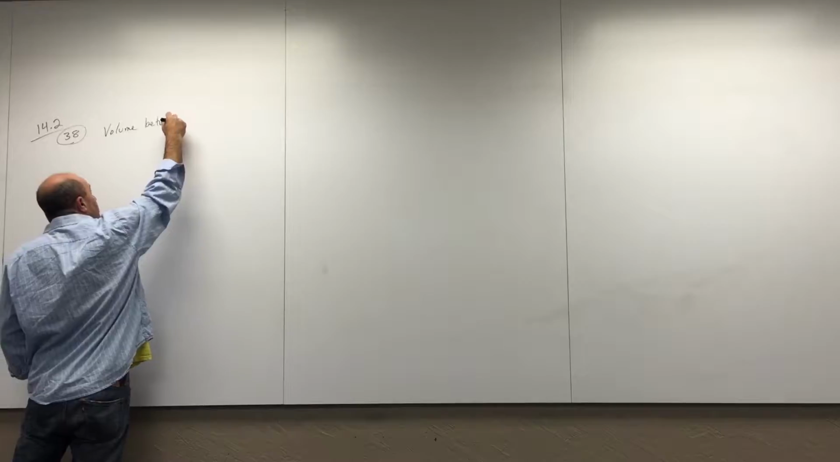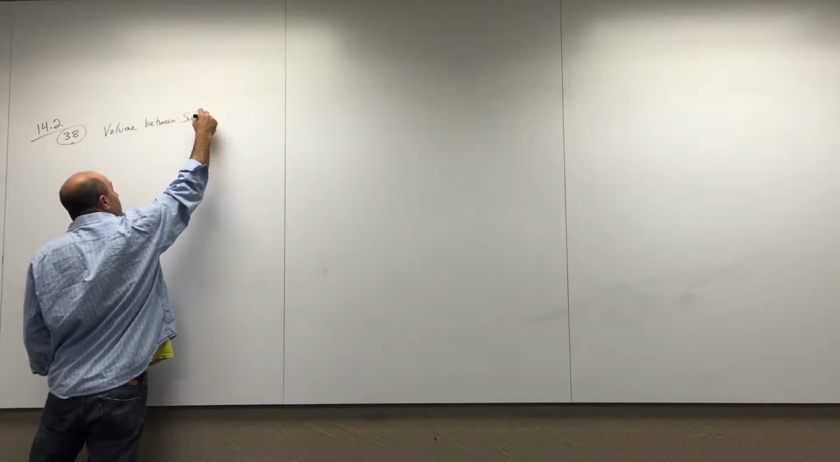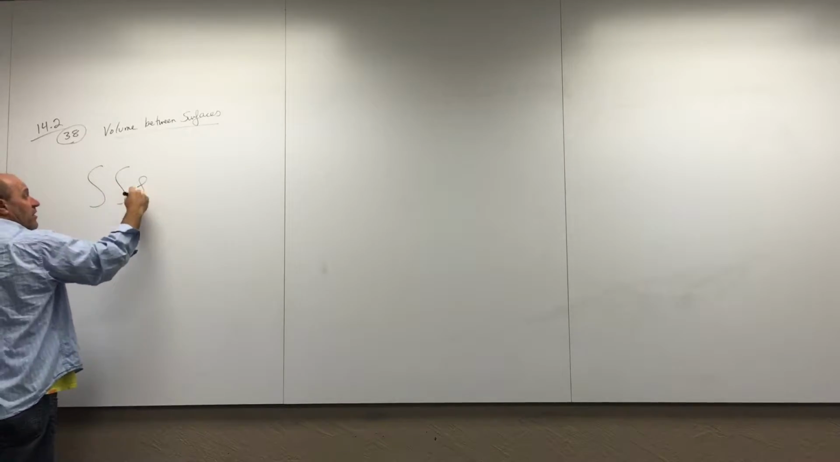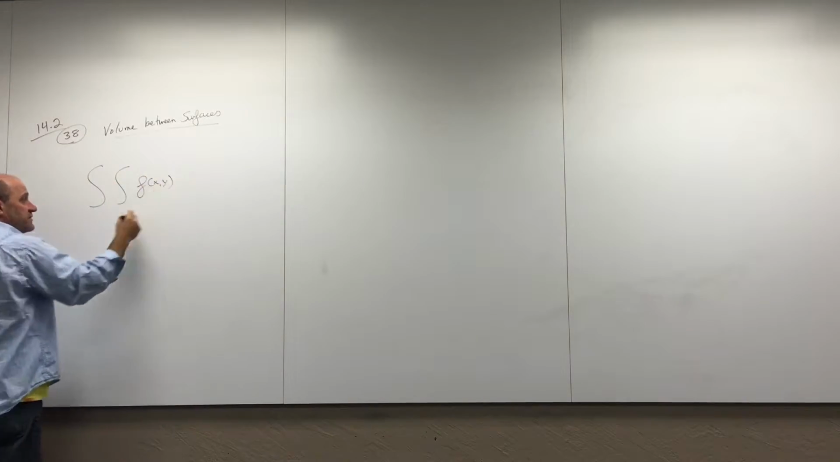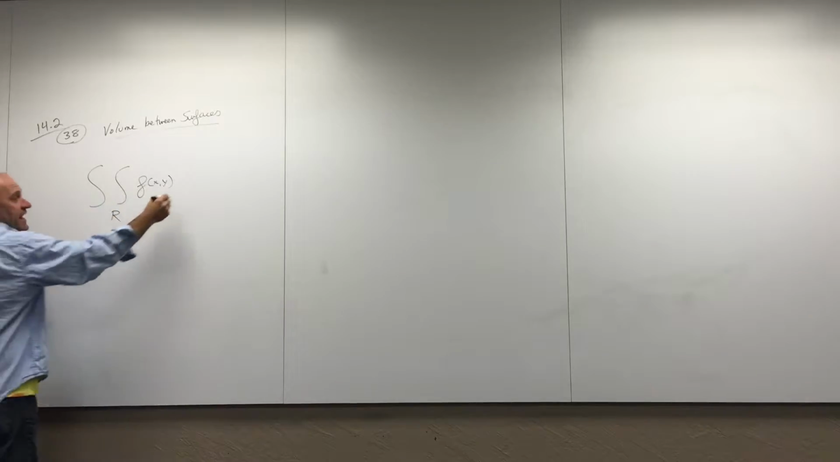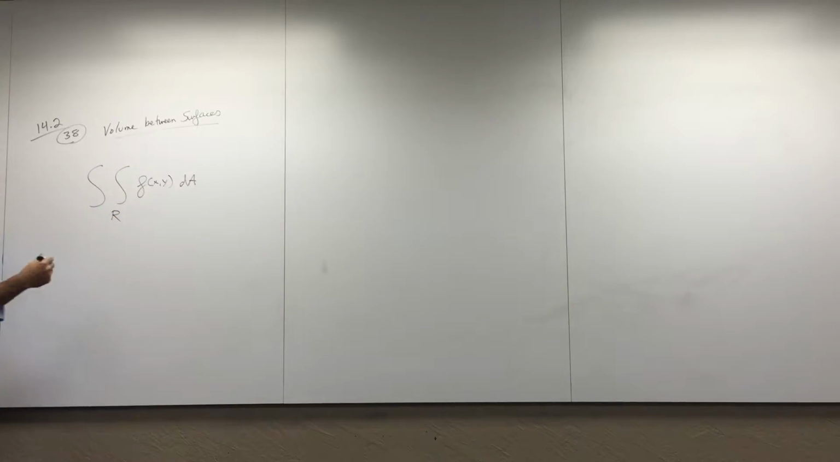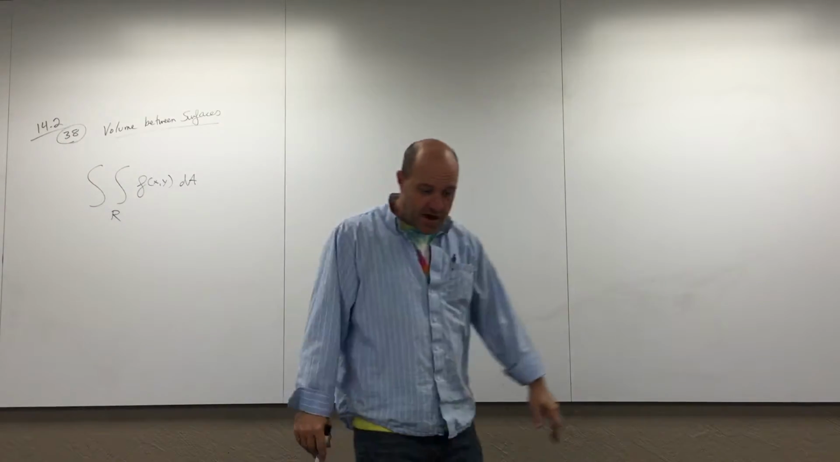But I wonder what you think. How do you set up an integral for this? Nobody taught you how to set up an integral for this. Normally it's a double integral of a surface over a region R. That's how we get volume. But if I'm doing it between two surfaces, do you have a thought?